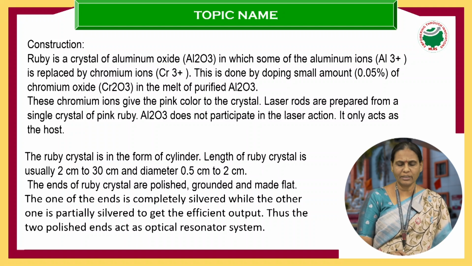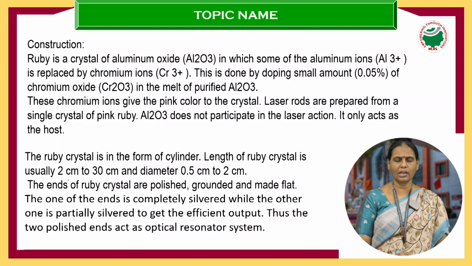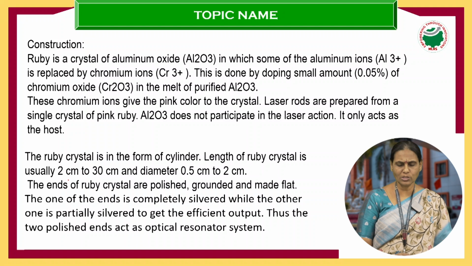Now, what are the dimensions of this one? The ruby laser is in the form of a cylinder. The length of that rod is 2 centimeters to 30 centimeters, depending on the application, and the diameter of that cylindrical ruby rod is 0.5 centimeters to 2 centimeters. The ends of the ruby rod are polished, ground, and made flat. One end is completely silvered, which we call the 100% reflector. The other is also coated with silver to produce a 50% reflector. Thus, the two polished ends act as an optical resonating cavity.